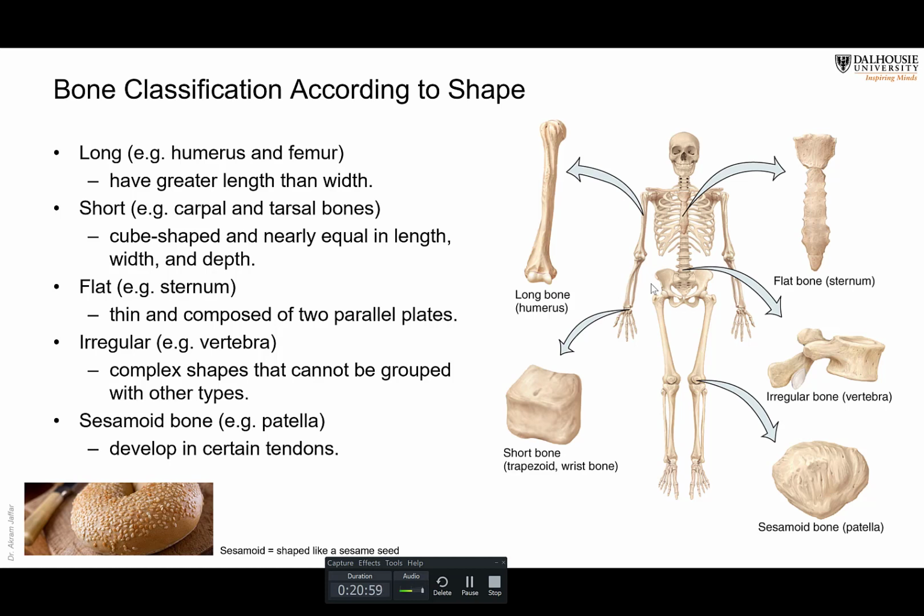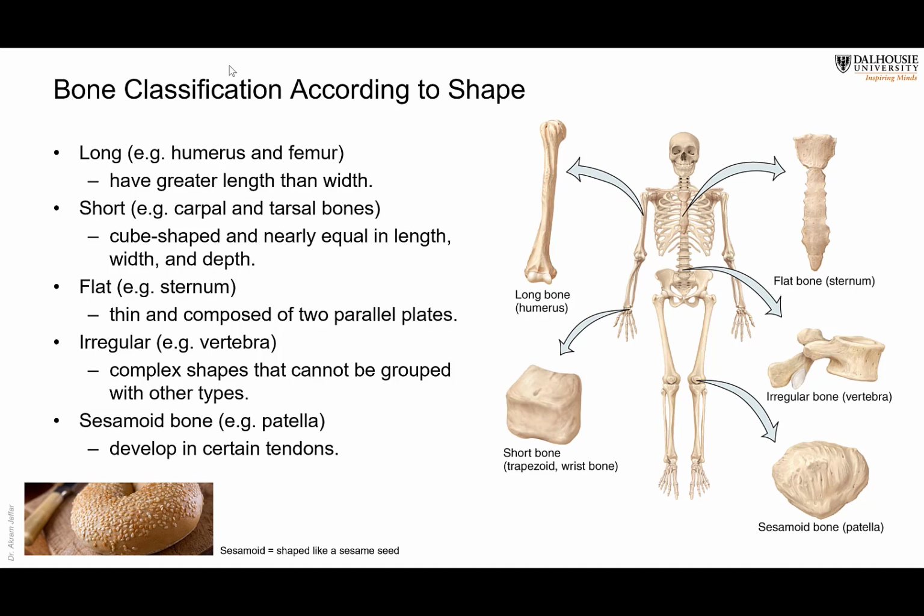Then we have irregular bone, irregular, complex shape like vertebrae, and then we have sesamoid bones. The name sesamoid means that they look like sesame seeds, and also they are small. They are not as small as sesame seeds, a little bit bigger. They are not always present, and if they are present, they are in the tendons of muscles, and they change the direction of pull. They improve the leverage of the muscle. So they are present, and you cannot feel them.